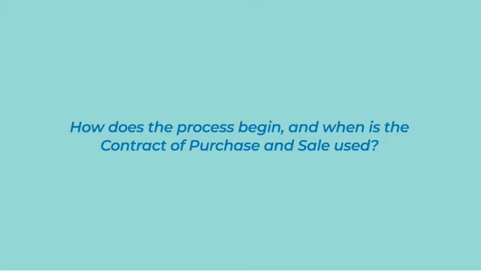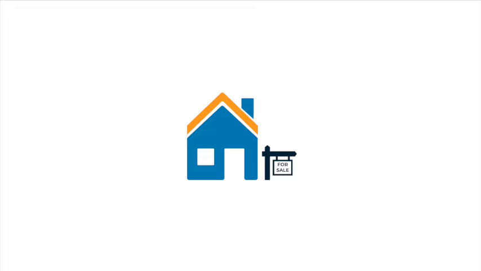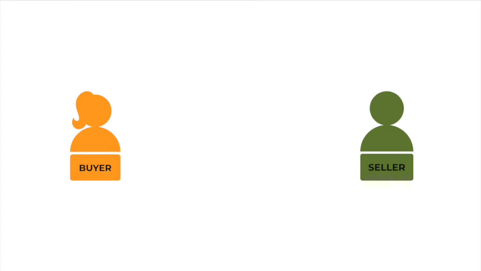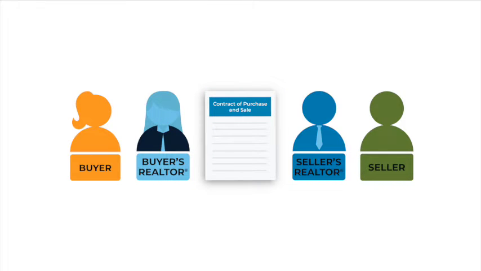How does the process begin, and when is the Contract of Purchase and Sale used? The process begins with negotiating the contract terms. This typically starts when a buyer makes an offer to the seller to purchase the property. Usually, the buyer's realtor prepares an offer on behalf of the buyer using the Contract of Purchase and Sale Residential. Once signed by the buyer, it is presented to the seller as an offer.